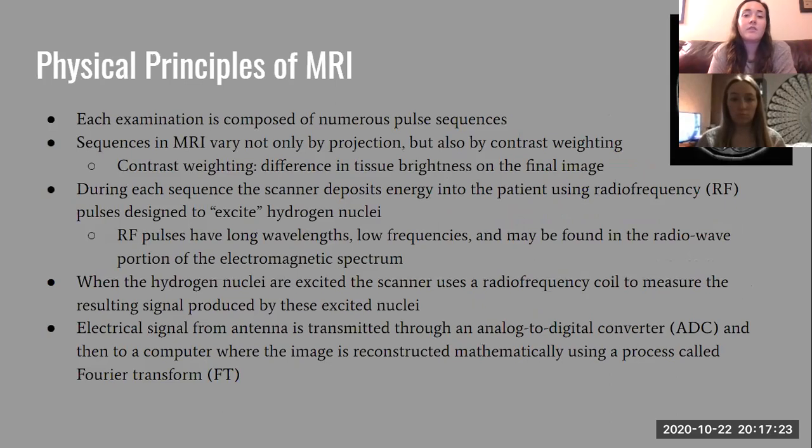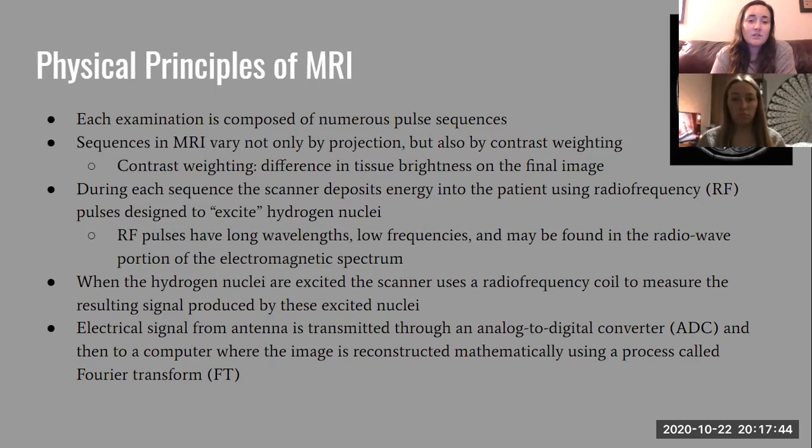Physical principles of MRI. Each examination is composed of numerous pulse sequences. Sequences in MRI vary not only by projection, but also by contrast weighting. Contrast weighting is defined by the difference in tissue brightness on the final image.